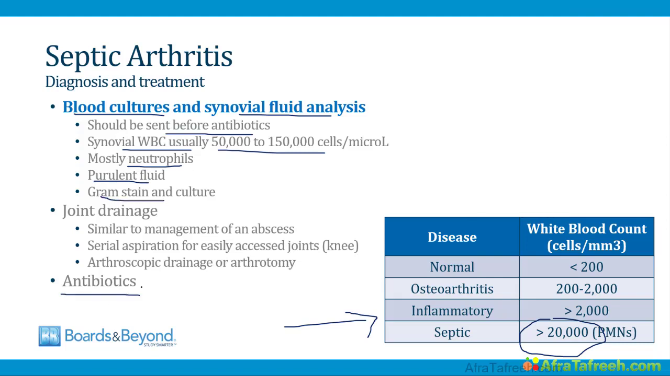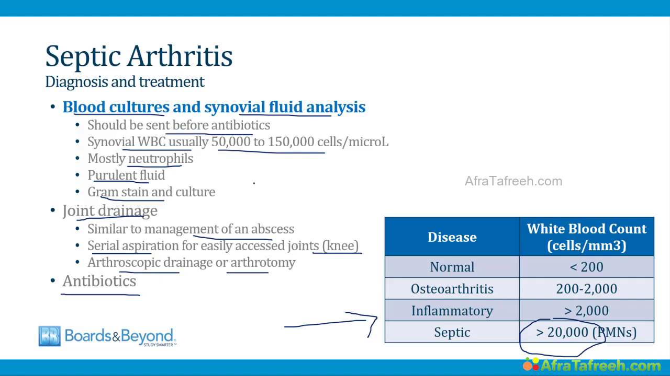Treatment involves antibiotics, but also drainage of the joint. This is similar to management of an abscess. So in joints that are easy to access like the knee, sometimes you can aspirate them serially to pull out the purulent fluid. In other joints that are harder to access, sometimes arthroscopic drainage or arthrotomy, which are surgical procedures, are necessary.